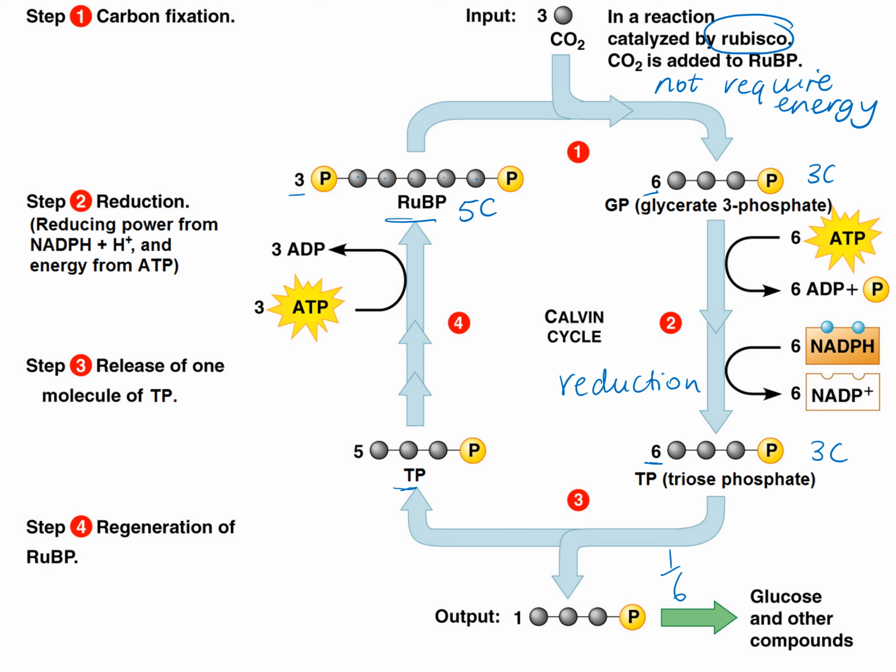So of our main stages here, we have fixation using an enzyme, and then we have reduction and ATP, and then we have only ATP to recombine our molecules to get back to our starting point in our cycle.